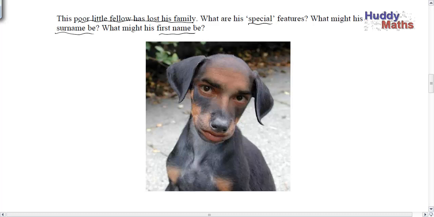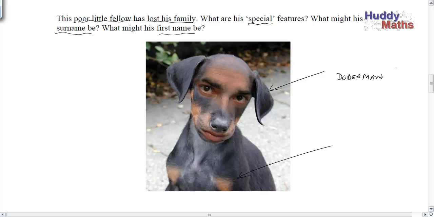Do you know much about dogs? If you have a look at his chest markings there and the ears, then you might realise he's a dog belonging to the Doberman family. Doberman family. Is it double M? No, I think it's just single M. Single M there. Doberman family, isn't he?